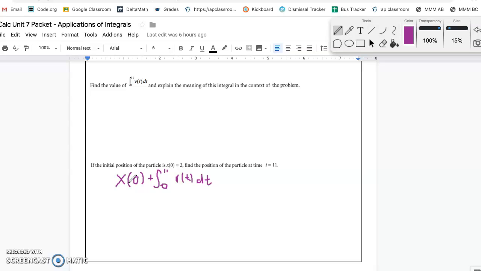We know x of 0 is 2, so I'm going to say 2 plus, and this we got in our last problem, 2 pi minus 16.5, which is 2 pi minus 14.5. So the particle's position at t equals 11, where the particle is, is 2 pi minus 14.5.